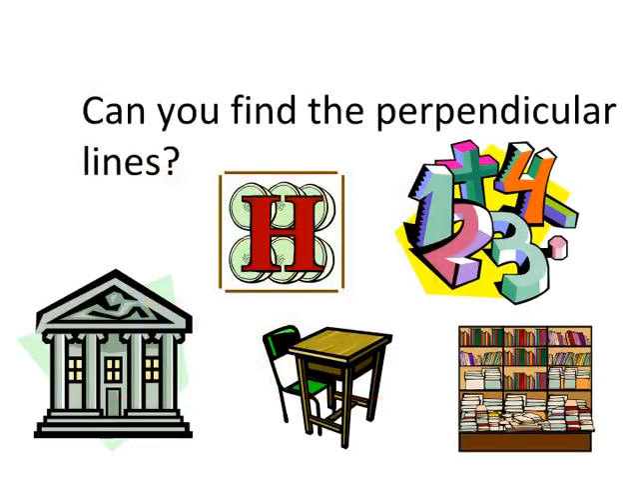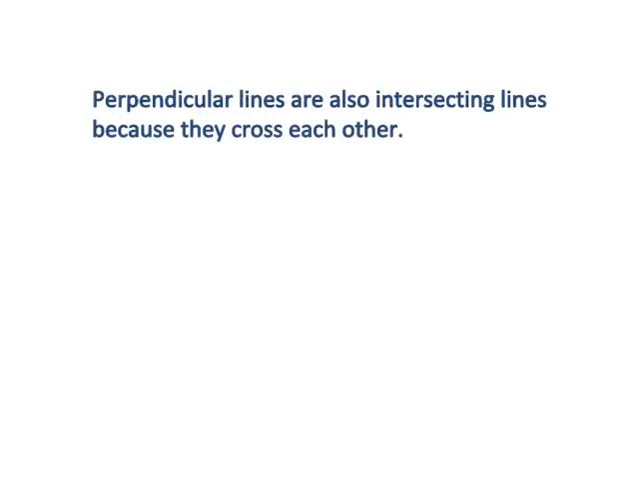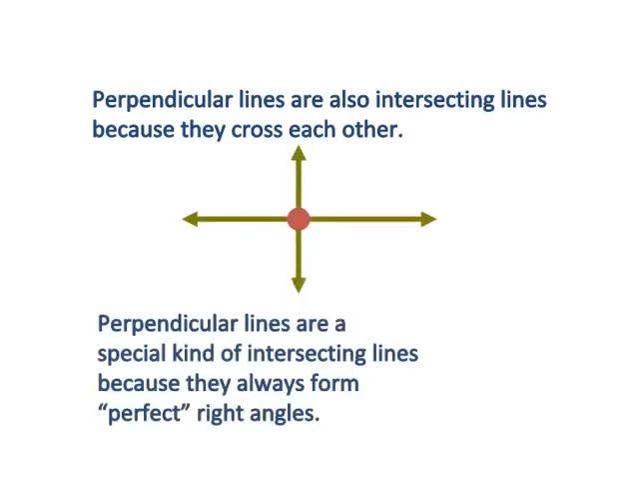Can you find the perpendicular lines? Here they are. Perpendicular lines are also intersecting lines because they cross each other. They always have an intersecting point. Perpendicular lines are a special kind of intersecting lines because they always form perfect right angles.